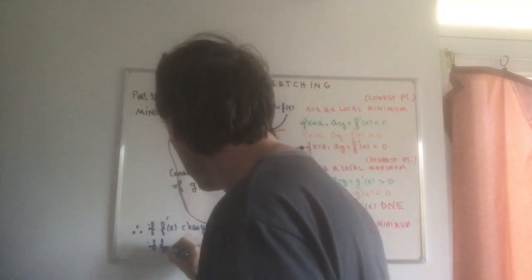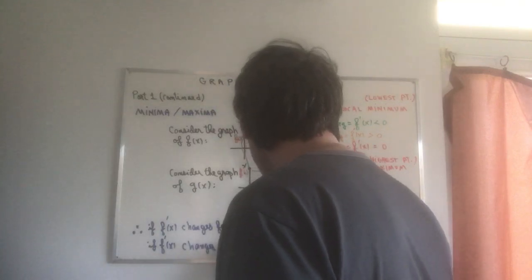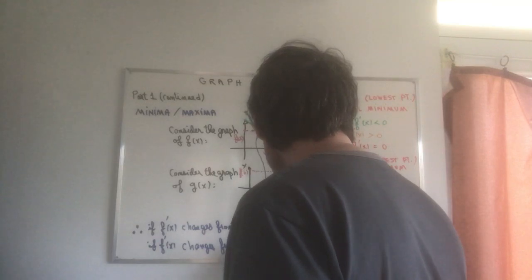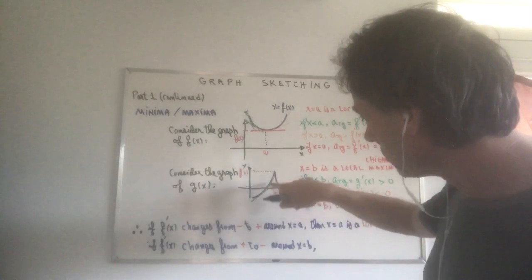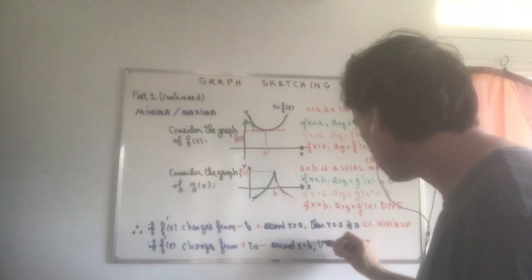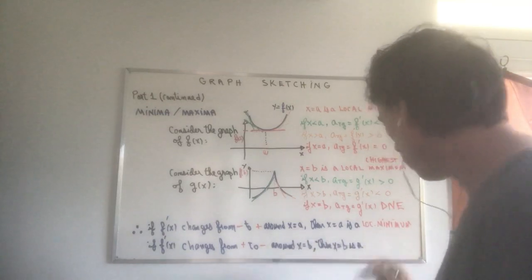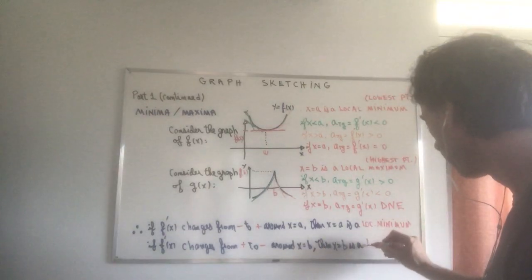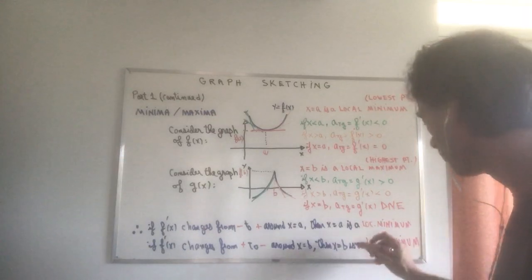Also, to conclude this loaded up little whiteboard, if f prime changes this time from plus to minus around x equals b, so from plus to minus, so here, in the case of the second graph, the slopes are positive and after that they're negative, then x equals b is to be called a local maximum.